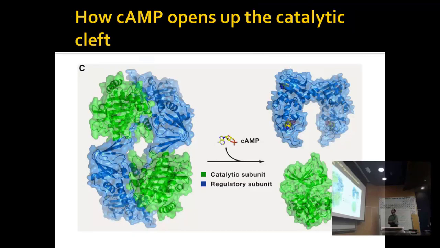So this is another look of how cAMP actually binds. This is the actual binding site. Again, it's from another paper, so the colors are all screwed up. You can imagine this one being red and this one being blue. This would be the catalytic subunit. It's definitely blocking it right here, right? And then this opens it up to bind other proteins.